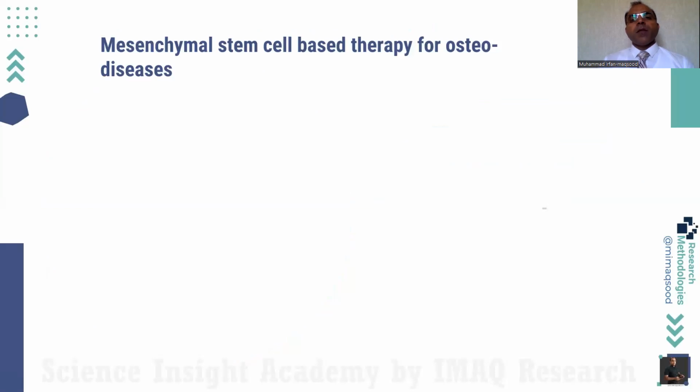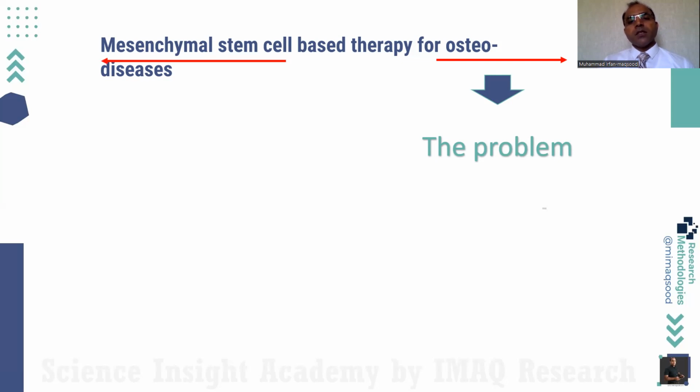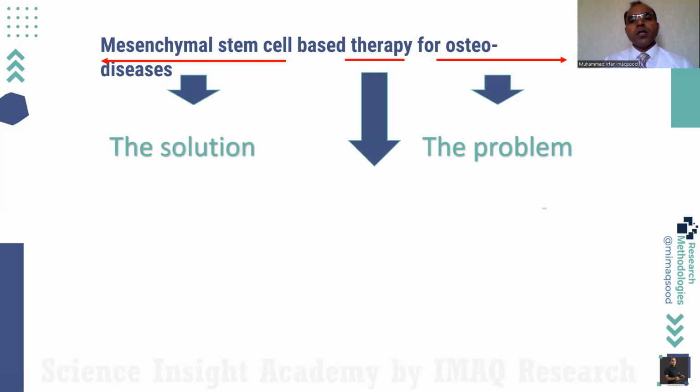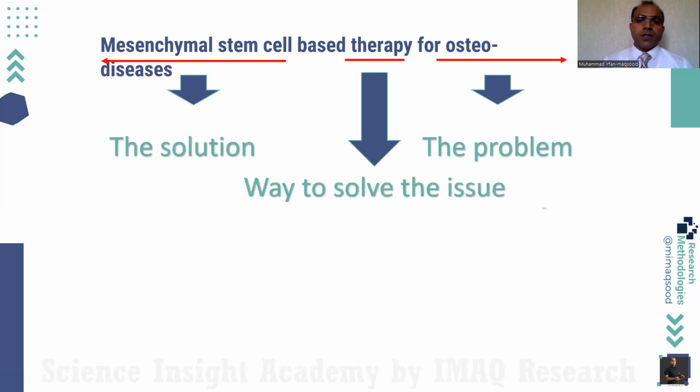For example, I'm giving an example of my own published work, mesenchymal stem cell-based therapy for osteodiseases. If you look at this title, it is actually divided into three sections: the problem, the solution, and how to solve it. What is the problem? The osteodiseases, which are the diseases related to the bone.